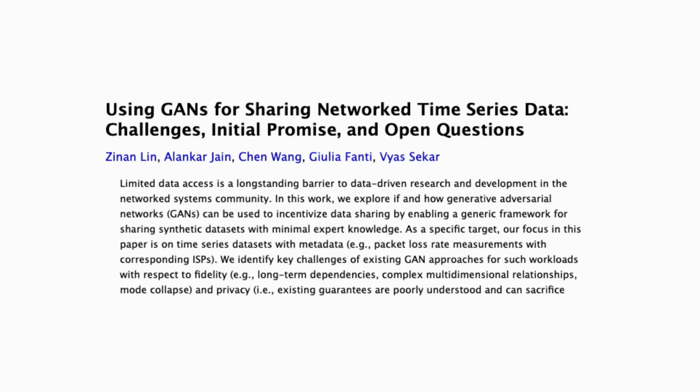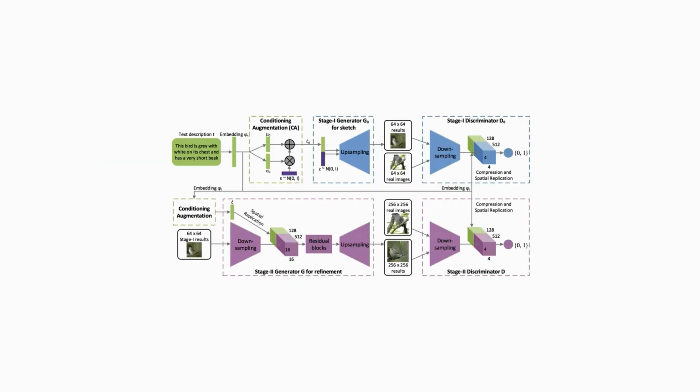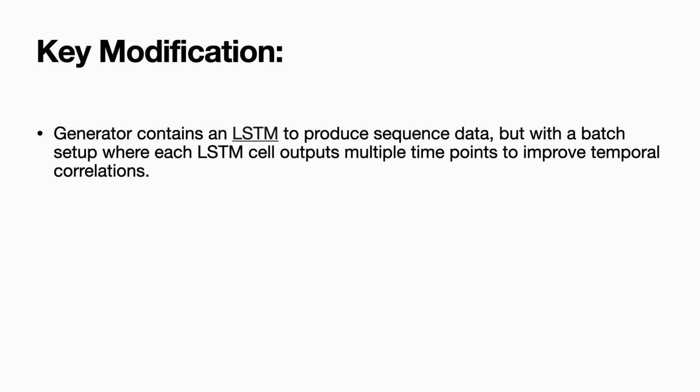In their paper, Lin et al. review existing synthetic time series approaches and their own observations to identify limitations and propose several specific improvements that make up DoppelGANger. These range from generic GAN improvements to time series specific tricks. A few of these key modifications are: the generator contains an LSTM to produce sequence data, but with a batch setup where each LSTM cell outputs multiple time points to improve temporal correlations.